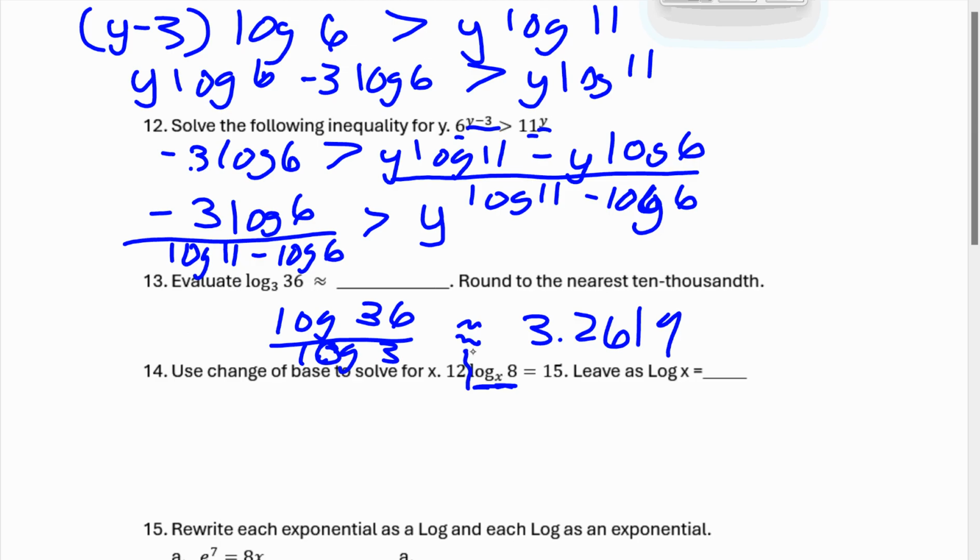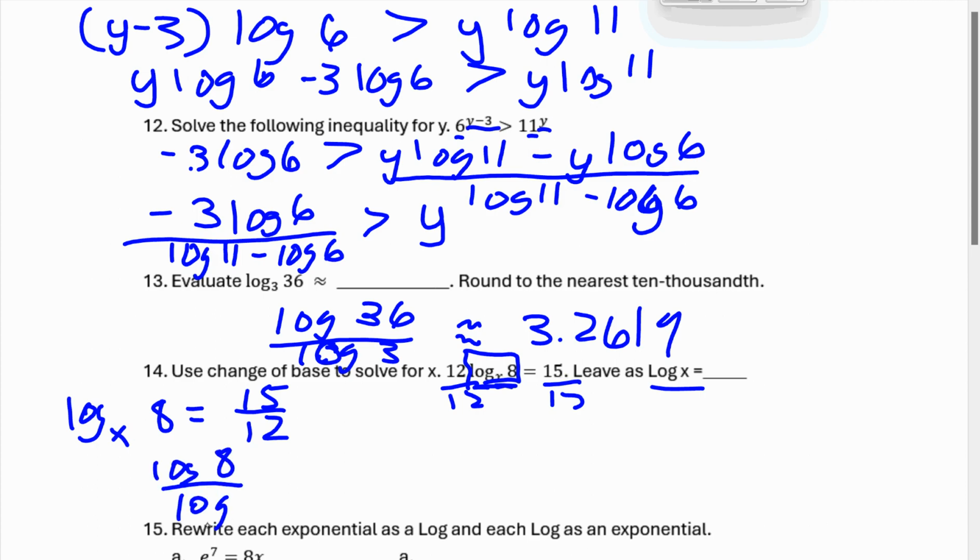But I want to get the log by itself, right? So here I want to divide by 12. So I get log x 8 equals 15 over 12. And now I want to get log of x by itself. So it wants me to solve for log of x. So I use change of base, and I take the log of the top over the log of the bottom.